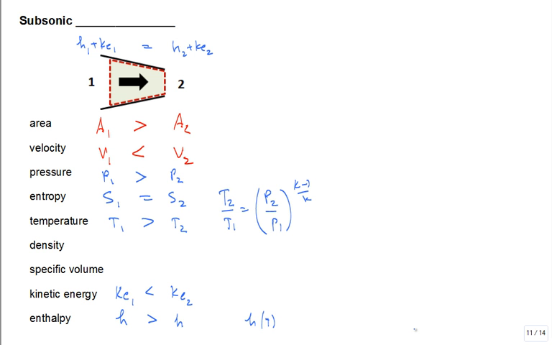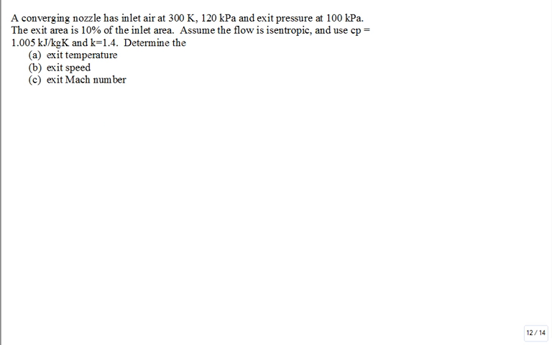Okay. This is a great type of question. You have some pressure, temperature coming in. You have an exit pressure. Notice that the exit pressure is lower. 120 is the input, 100 is the output of the nozzle. The exit area is smaller, and then you assume isentropic flow. You could use constant specific heats. It makes the math a little easier.